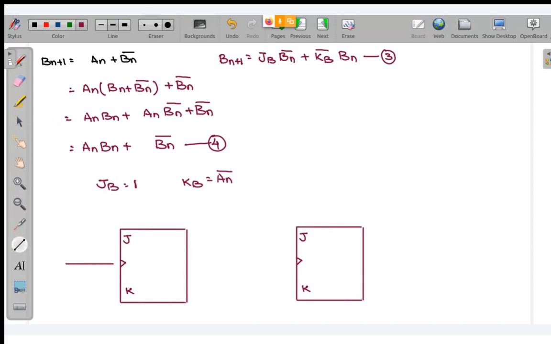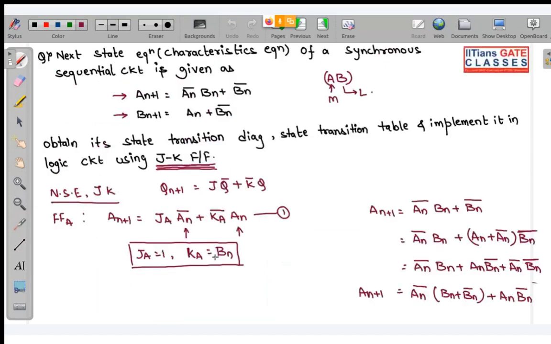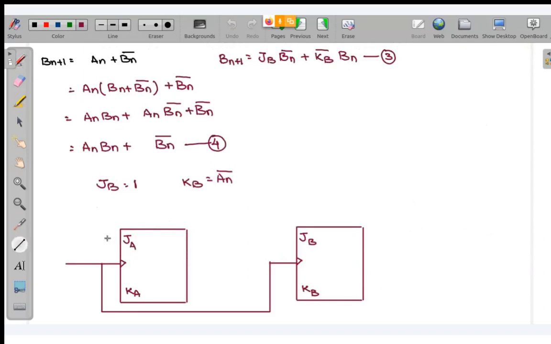As this is your synchronous counter, either it can be positive edge or negative edge, it doesn't matter. So this is JA, KA, JB, KB. So what is JA? JA is 1, KA is Bn.